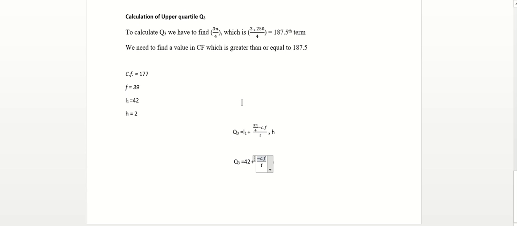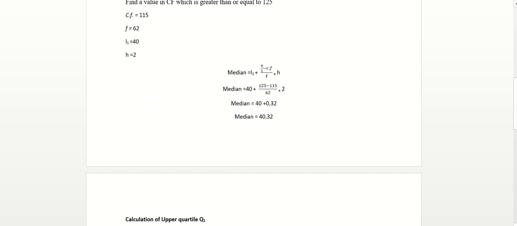Okay. So for Q3, L1 we have is 42, right? 3n minus CF. So 3n is 187.5, minus CF is 177, divided by frequency is 39, into H is 2. Now when we solve this part, 187.5 minus 177 by 39 into 2, the answer we will get is 0.54. So here Q3 is 42.54. So this is how we have calculated Q3, Q1 and median.